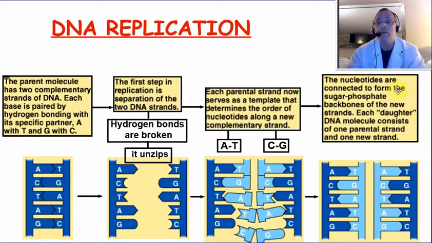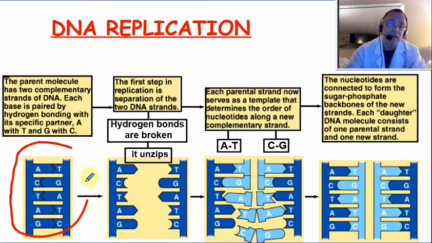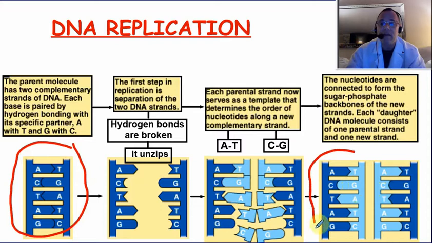And last, the nucleotides are connected to form the sugar phosphate backbones of the new strands. Each daughter DNA molecule consists of one parent strand and one new strand. So these dark blue ones came from the original. These light blue ones are the new ones. And if you pause and examine them against each other, you'll see they are identical. And even compare them against this parent strand, you will again see that they are identical.